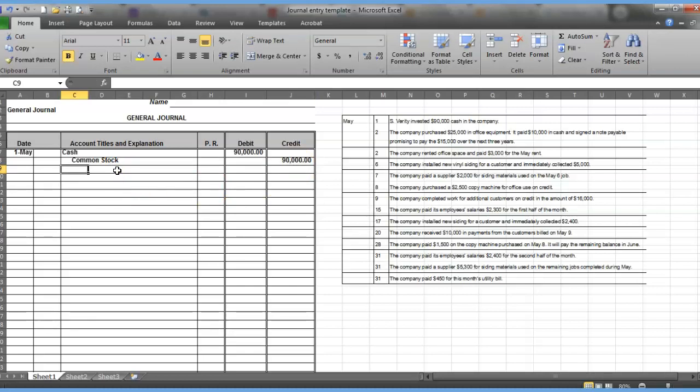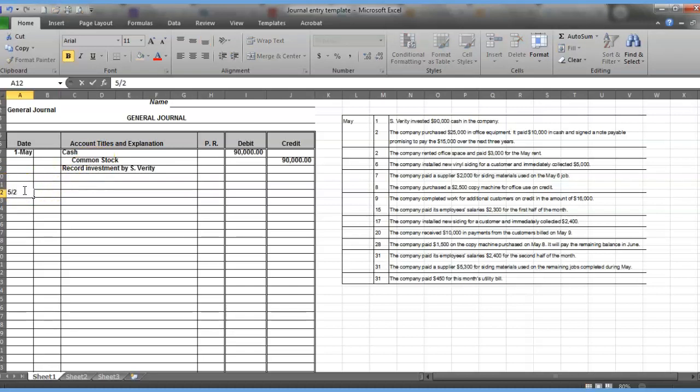Now the question then becomes, why am I recording a credit to common stock? Equity accounts as well as liability accounts always are increased with credits. Asset accounts as well as reductions in equity are going to be debited. An asset in this case includes cash, accounts receivable, and inventory. So my description is: record investment by S variety. So far, so good. Let's try the next one.